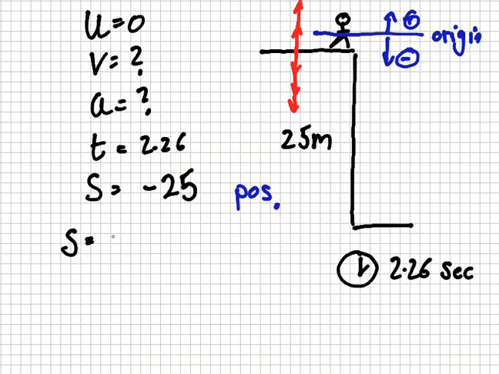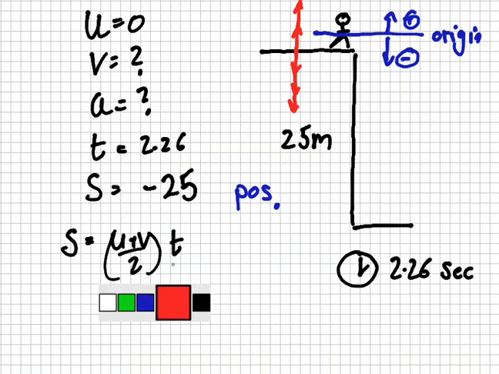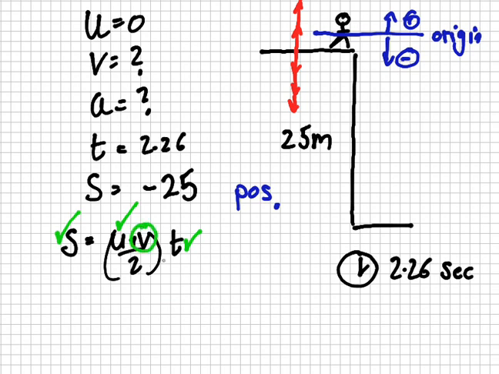So you're going, this one, is it? S equals U plus V over 2 times T? Let's see, can we do this one? Do I know S? Yes. Do I know T? Yes. Do I know U? Yes. So this can give me the V. Okay, so I have minus 25 equals 0 plus V over 2 times 2.26.